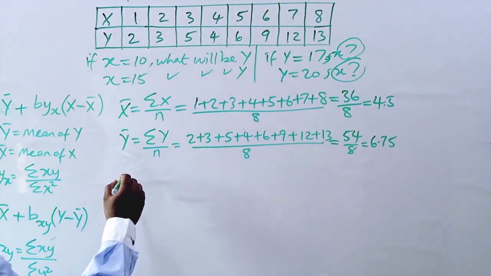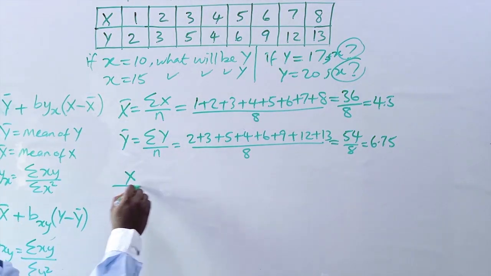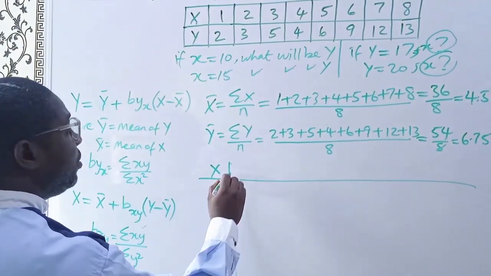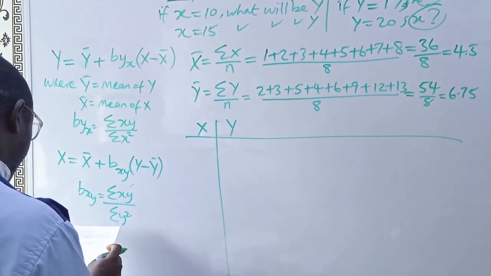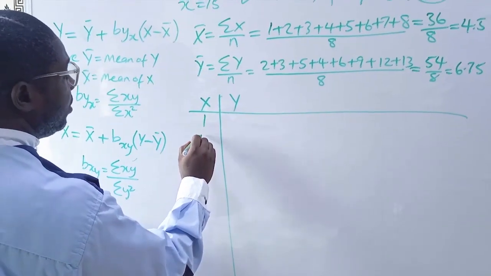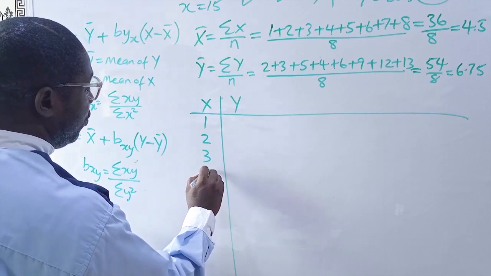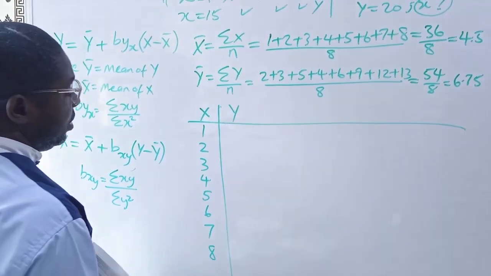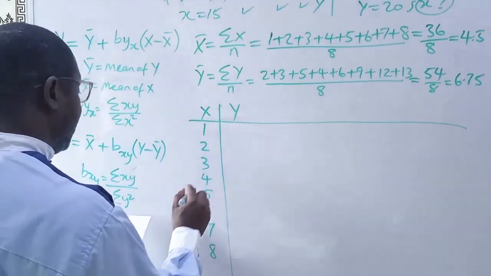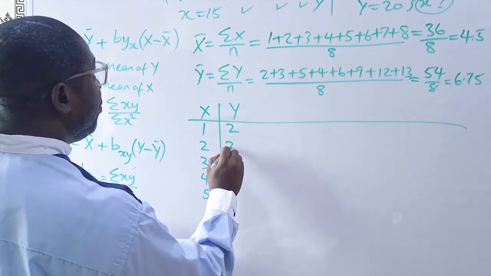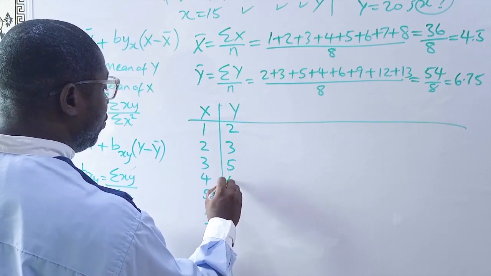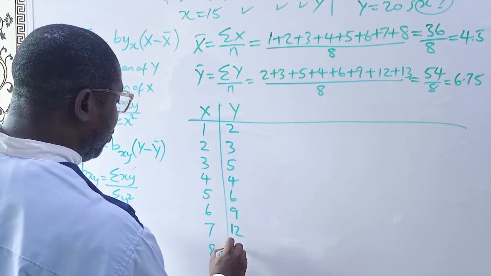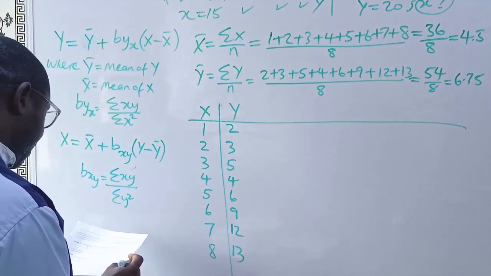What we now do, we have our values for x here like this. Draw this down, and then our values for y. So let me write 1, 2, 3, 4, 5, 6, 7, and 8. And then y is given as 2, 3, 5, 4, 6, 9, 12, and 13.